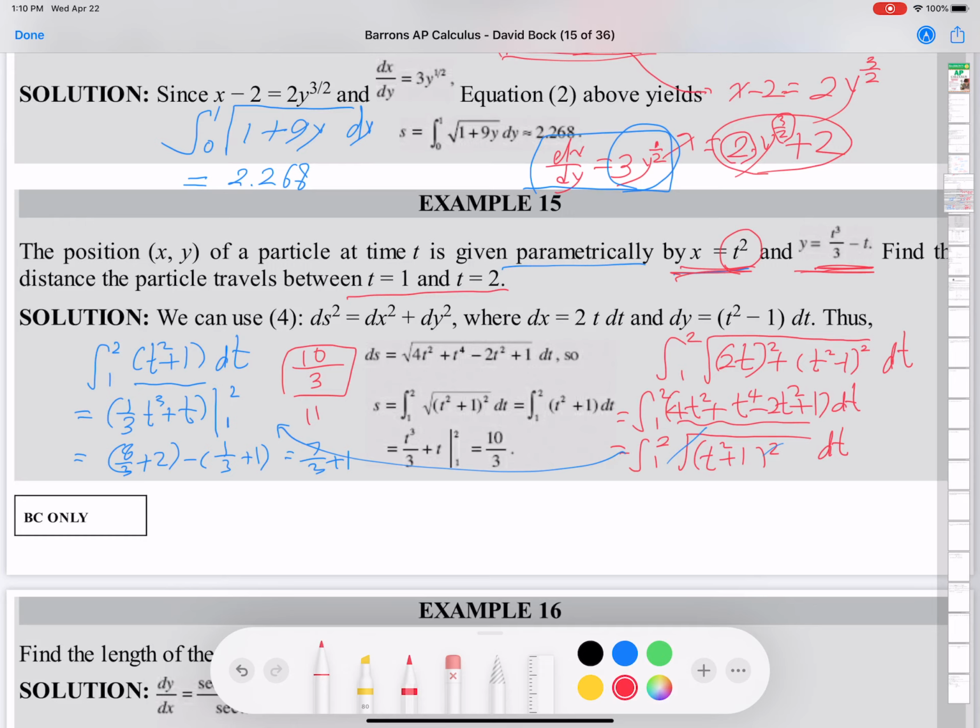These are arc lengths of this parametrically defined function. I explained how to find the arc length, which is only the BC part, with 3 different examples.